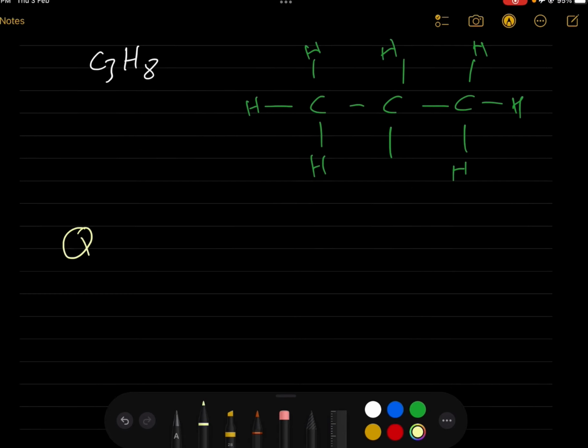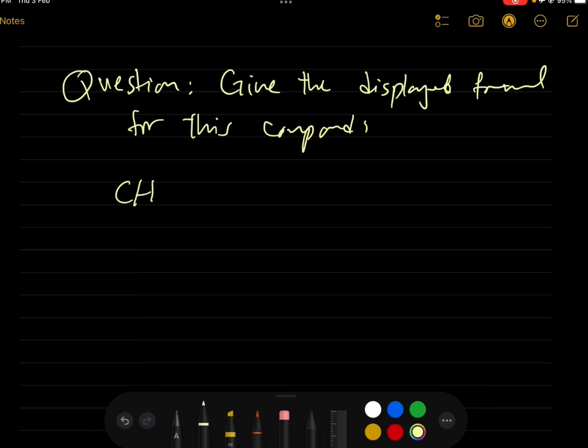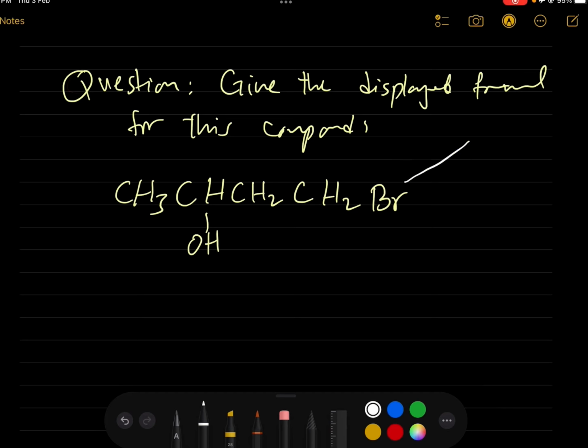I want to give you a question here. Give the displayed formula for this compound: CH3, CH, you have OH in here, and CH2, CH2Br, for example. So this is a structural formula.